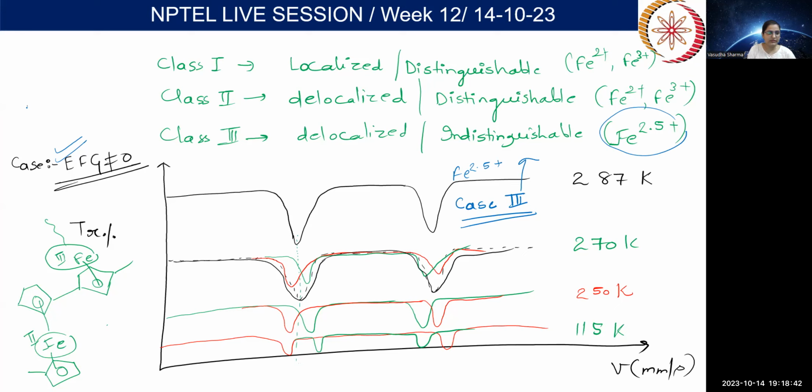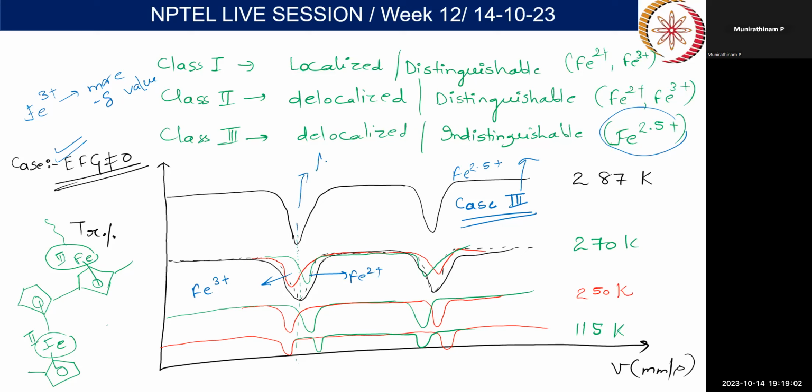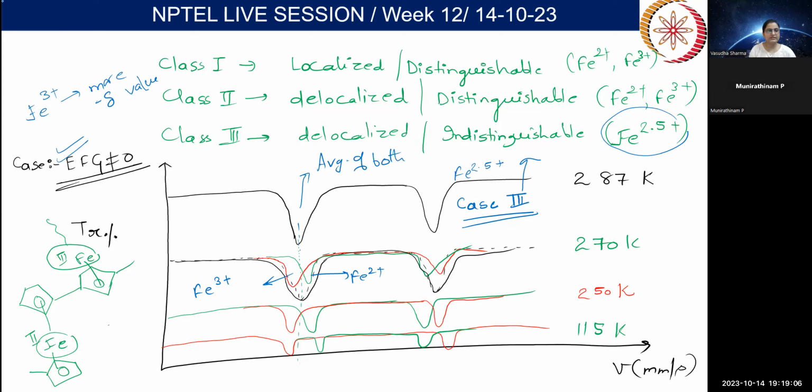So as we know that Rn3 is having more negative delta value, we can expect this red trace to be Rn3 and this green trace to be Rn2. And Rn 2.5 is the average of both Rn +2 and Rn +3. So up to this point, is this clear, or should I repeat it again?